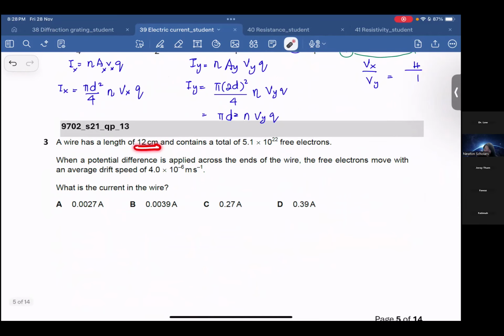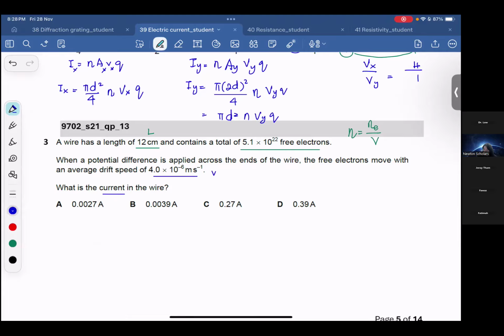Okay, this is the length. This is the total of free electrons, but this is not n. N is the total number of electrons divided by the volume. That is the n. Then when a potential difference is provided, the free electrons move with the speed v. What is the current? I equals nAvq. We don't know the I.